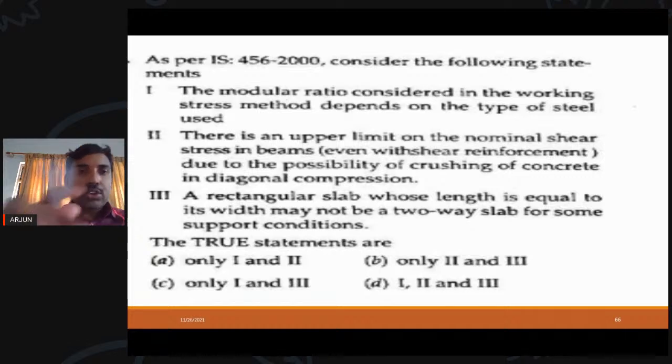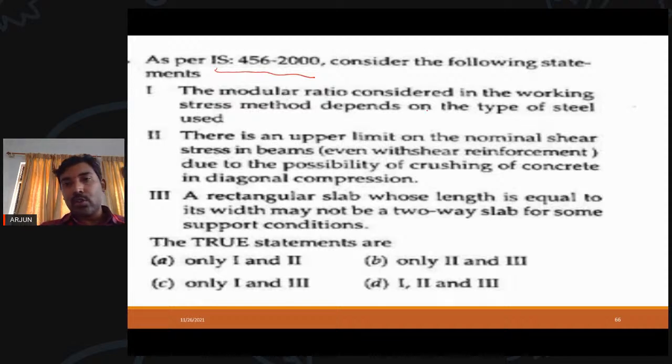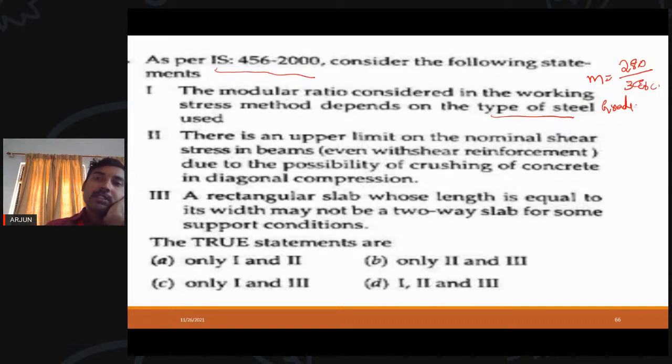There was another question as per IS 456:2000. Consider the following statements: the modular ratio considered in the working stress method depends upon the type of steel used. The type of steel is nothing but the grade of steel. This statement is not true because we know that m is equal to 280 divided by 3 sigma cbc, where sigma cbc depends upon the grade of concrete but not on the grade of steel. So the first statement is wrong.